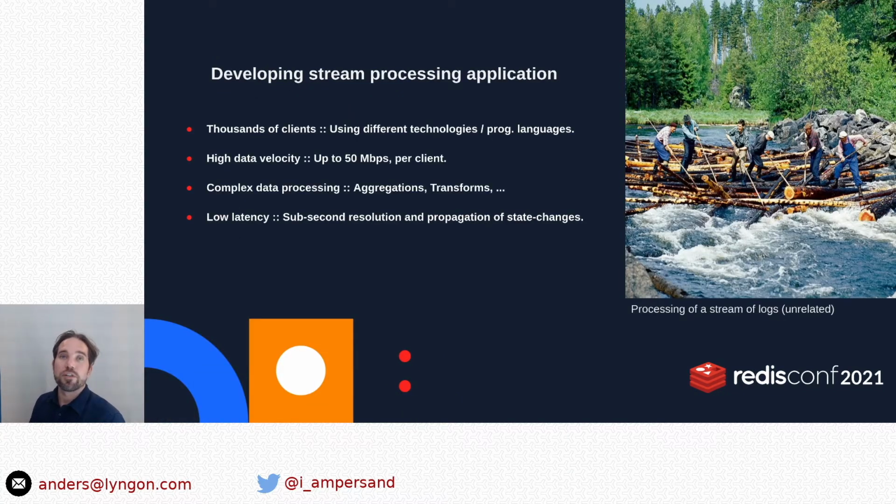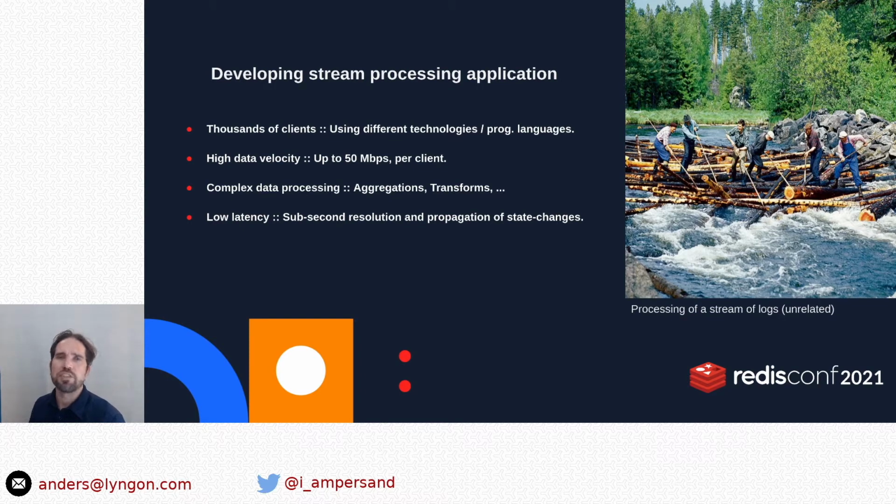So it all started with building a stream processing application. And this stream processing application had a number of specific requirements. First of all, it needed to be able to serve thousands of clients, not necessarily web scale, but still quite a significant number of clients, all using different technologies. Some clients were in Rust, some in Julia, some in Python, and some in JavaScript. And many of these clients had to do a lot of high velocity I/O with the application, in some extreme cases up to 50 megabit per second.